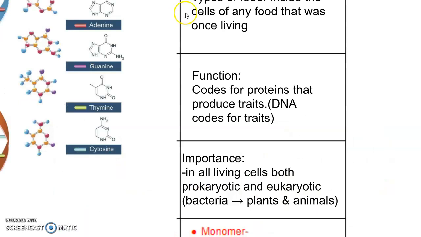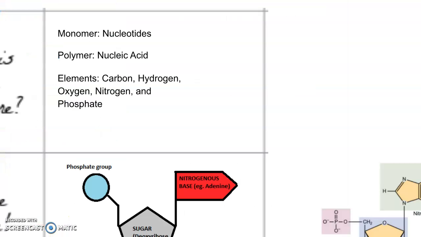So nucleic acid, types of food: inside the cells of any food that was once living. The function, it codes for proteins that produce traits. The importance, it's going to be in all living cells, both prokaryotic and eukaryotic. The monomer is going to be a nucleotide. The polymer is going to be a nucleic acid. And the elements are CHONP, so carbon, hydrogen, oxygen, nitrogen, and phosphate. So carbs was CHO, lipids was CHO, protein was CHON, and now nucleic acid is CHONP.